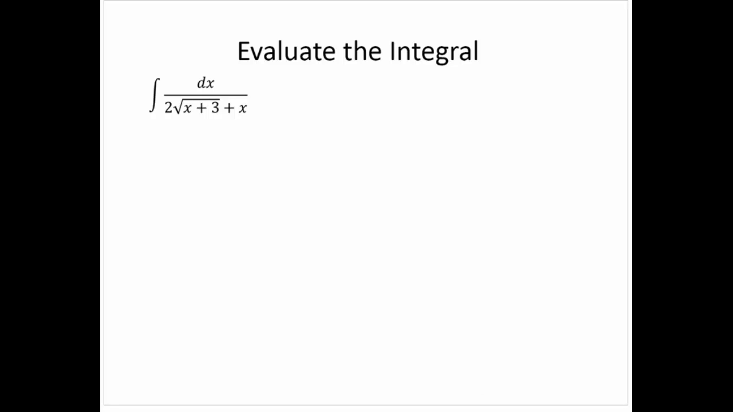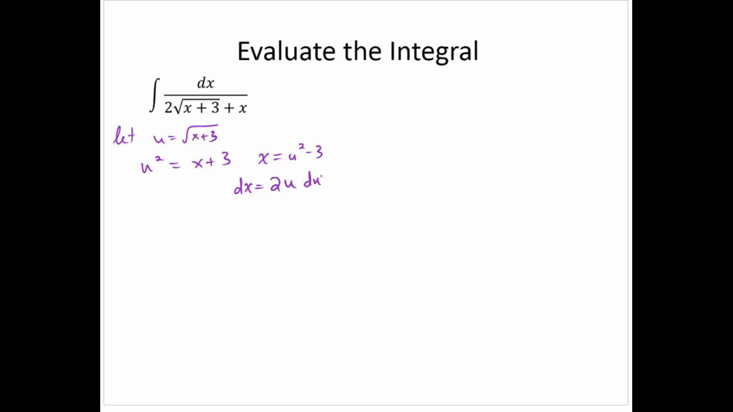I'm going to let u equal the square root of x plus 3. Well then, I could find the du from here, but what if I now work with this a little bit? If u is the square root of x plus 3, then isn't u squared x plus 3? And so then, notice that the x would be equal to u squared minus 3. And then dx would be 2u du.